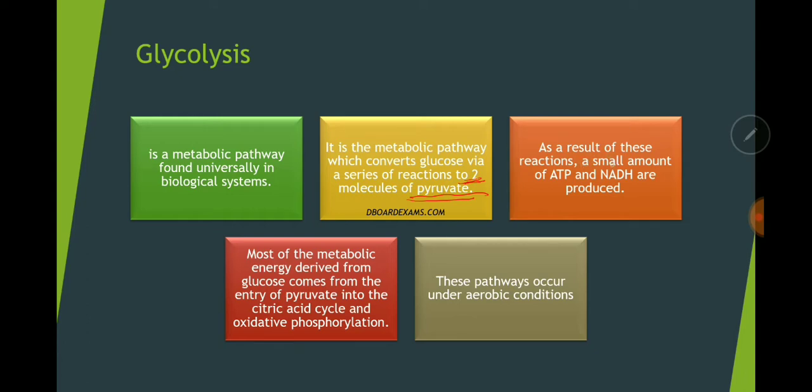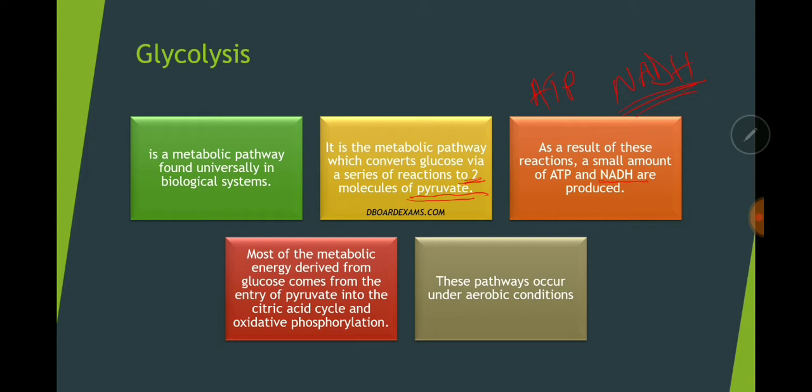As a result, a small amount of ATP and NADH are produced. So not only is ATP produced, but also we have NADH. So when you go through this, don't just memorize ATP, ATP. Also remember, you have to remember which reactions are producing ATP. You have to remember which reactions are producing NADH.